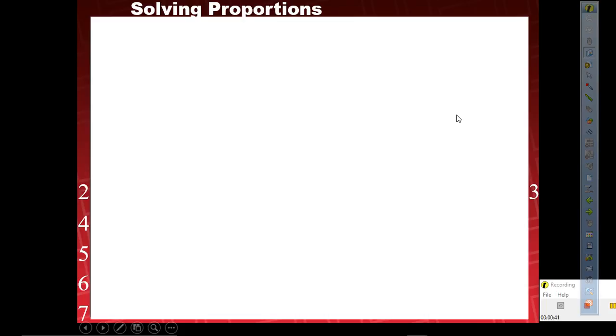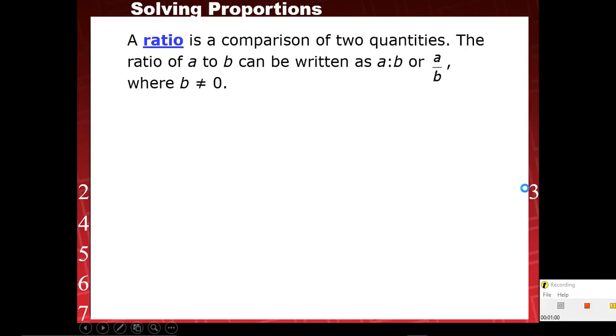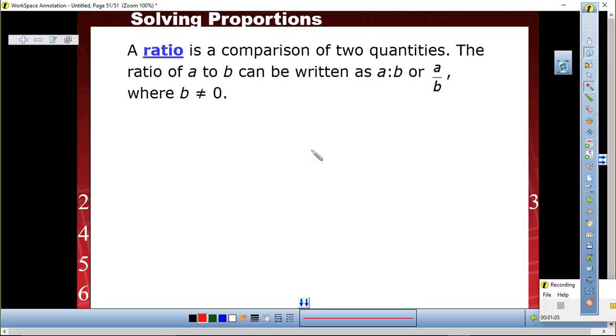This next part is just so that I can refresh your memory in regards to some of the terms you already know. The first one is a ratio. You don't have to copy this; if you want to, up to you. A ratio is a comparison of two quantities. Let me show you the different ways to write it. The first way is comparing A to B, pronounced A to B. That's a ratio.